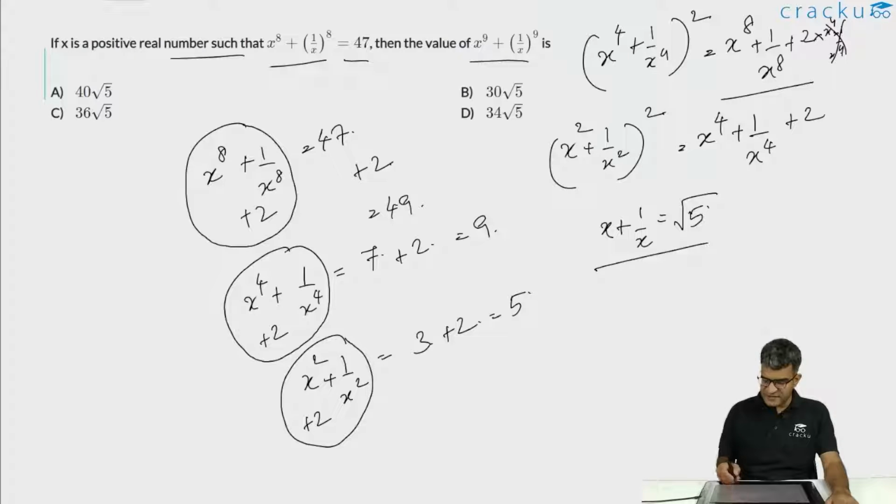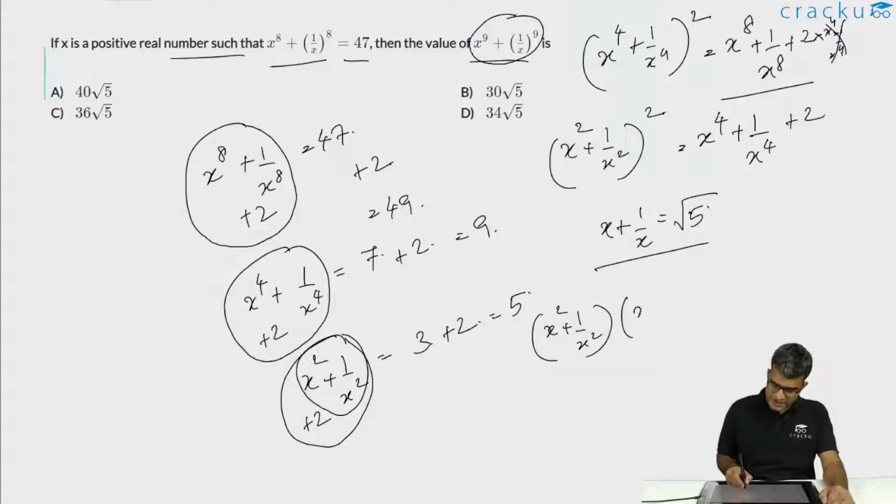Once we have x plus 1 by x is equal to square root of 5, we are required to calculate the value of x to the power 9 plus 1 by x to the power 9. There are multiple ways in which you can do this. The simplest way is calculating the value of x cube plus 1 by x cube, and from that getting the value of x to the power 9 plus 1 by x to the power 9. How can we get the value of x cube plus 1 by x cube? We can just multiply x square plus 1 by x square into x plus 1 by x.